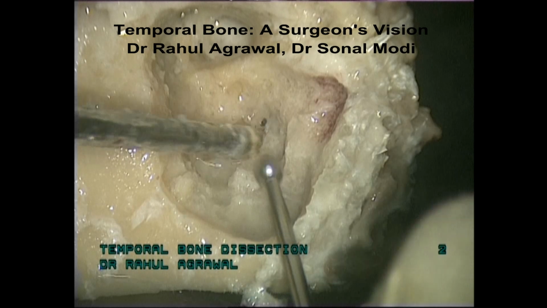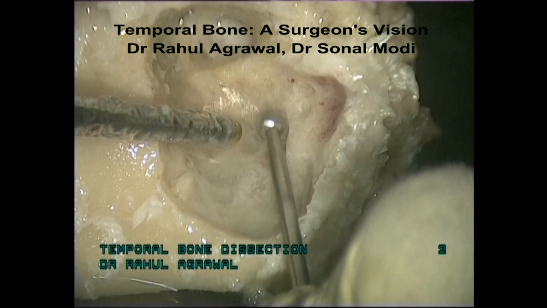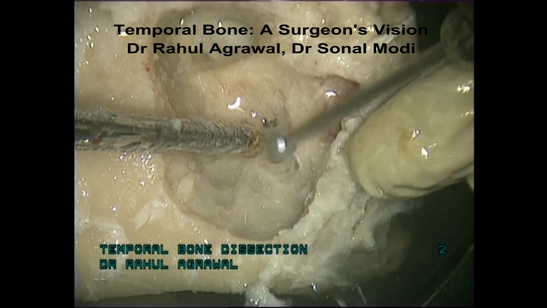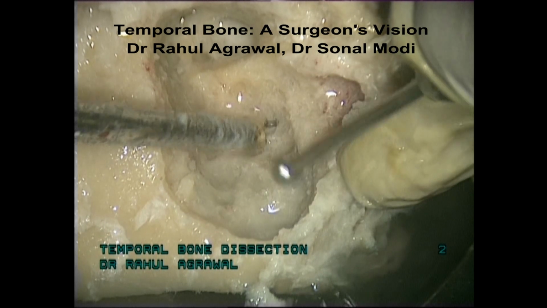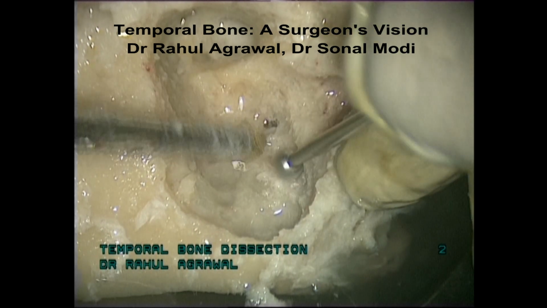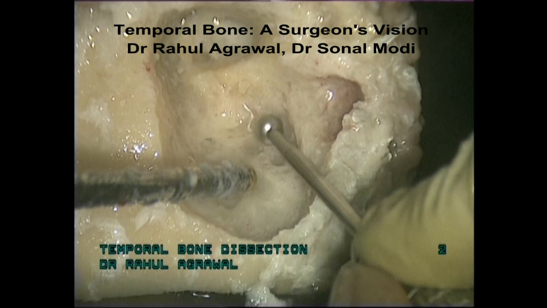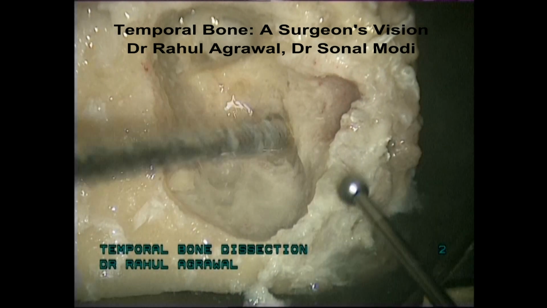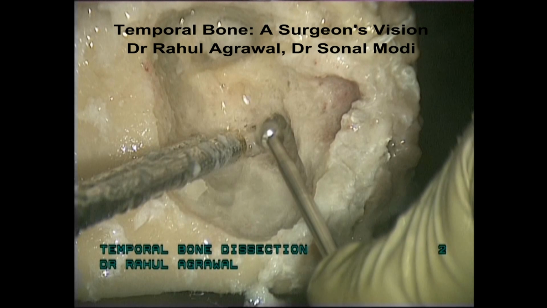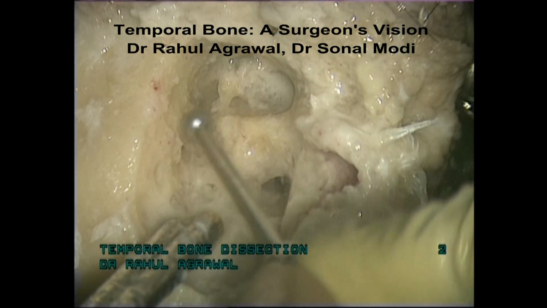Now those are the cells lateral to the sigmoid sinus and medial to the digastric ridge. These will go for medial tip cells. Once we remove these cells completely, our digastric ridge will stand out. You can see our digastric ridge coming up.